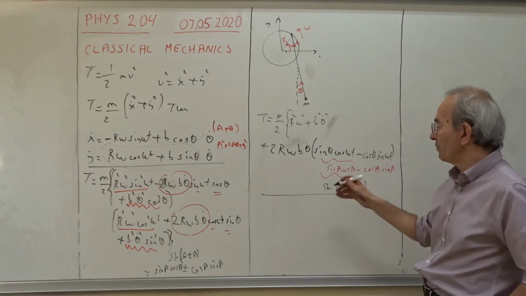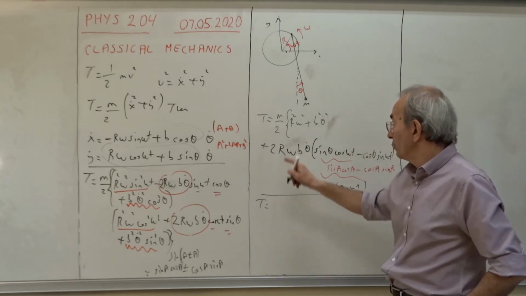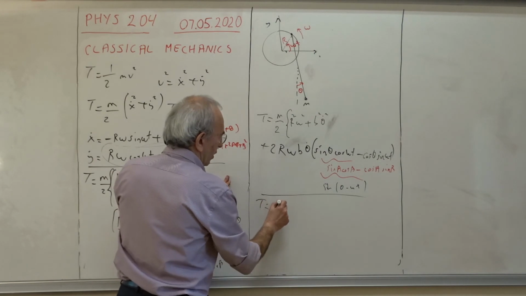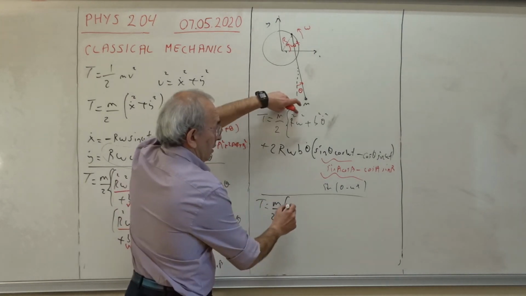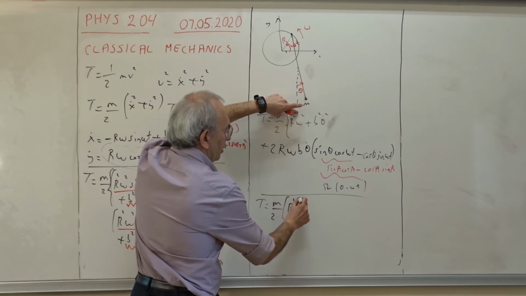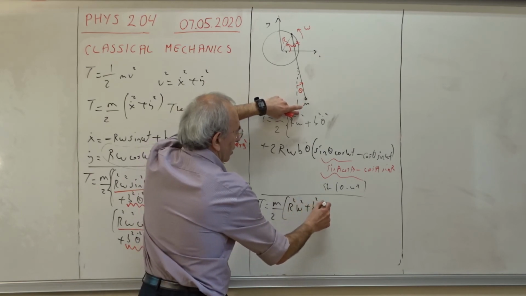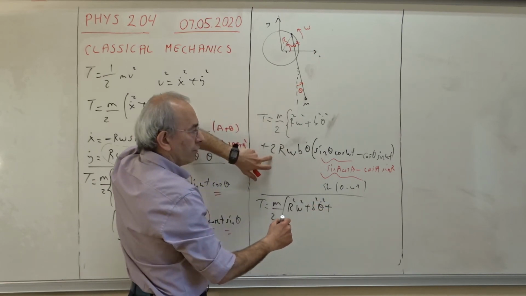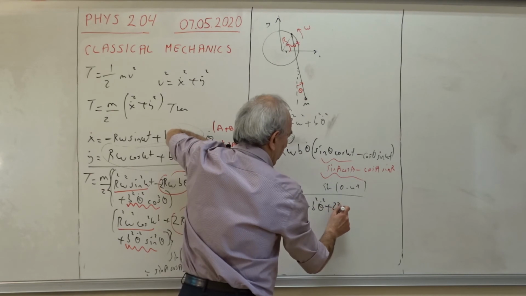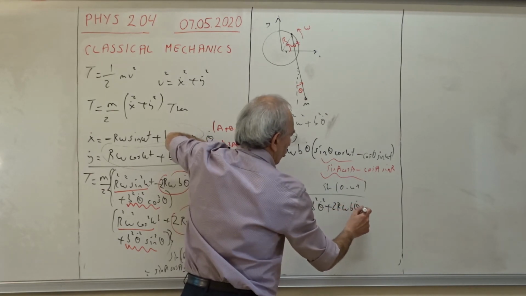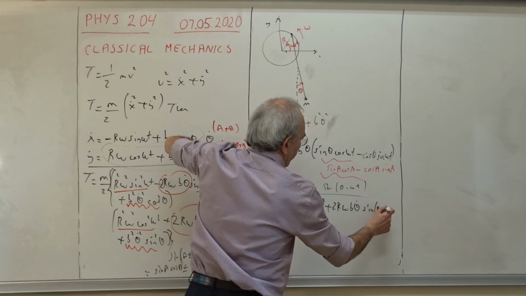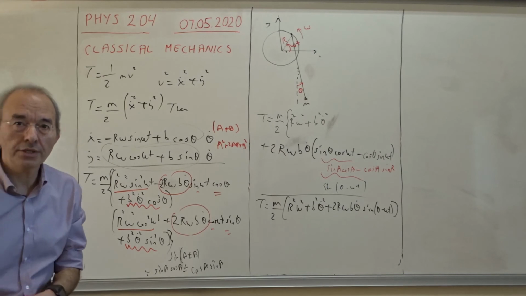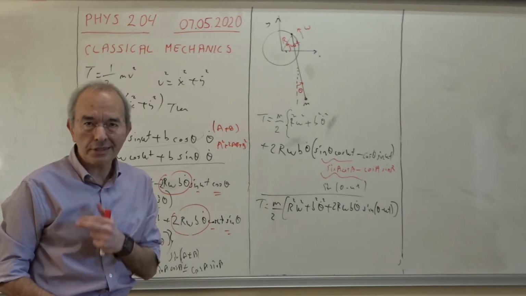So finally now we have T as the first part, and 1/2 m multiplied by the first two terms, r squared omega squared plus b squared theta dot squared, and the next part, plus 2r omega b theta dot, we have sine of theta minus omega t. Close the parentheses and close it again. So this is the kinetic energy of this oscillating system.